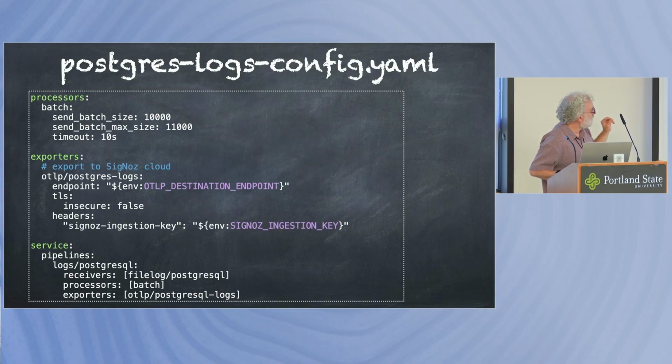And then we set up a batch processor because, of course, there's lots of logs, so you want to batch them for efficiency, and we're going to send them off. And then this is the make it go part again. So now we've set it up for Postgres extracting the metrics and Postgres logs.